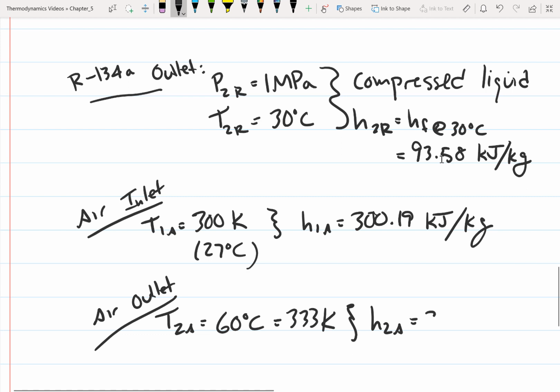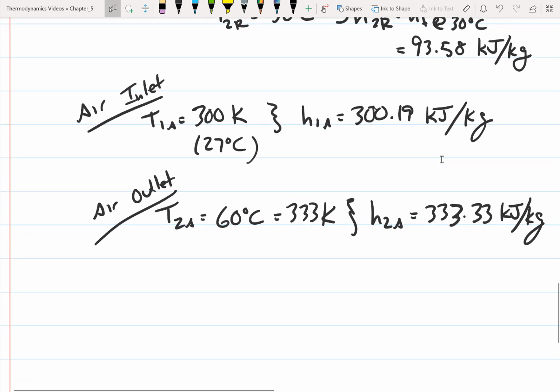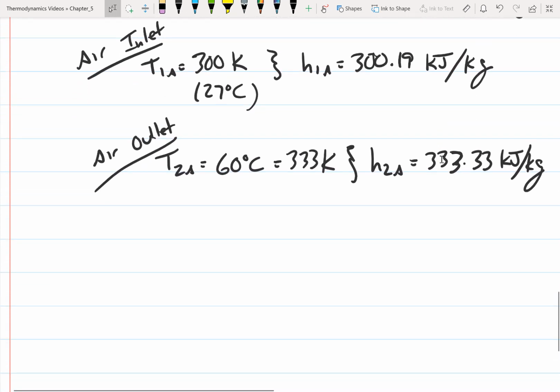H2A is equal to 333.33 kilojoules per kilogram. And then, so we have the data from the tables, we also need the specific heat. Like I said, this is enthalpy data from the air table, and you can either solve this problem using the data from the air table to get your change in enthalpy, or you can use the specific heat and just calculate the change in enthalpy.